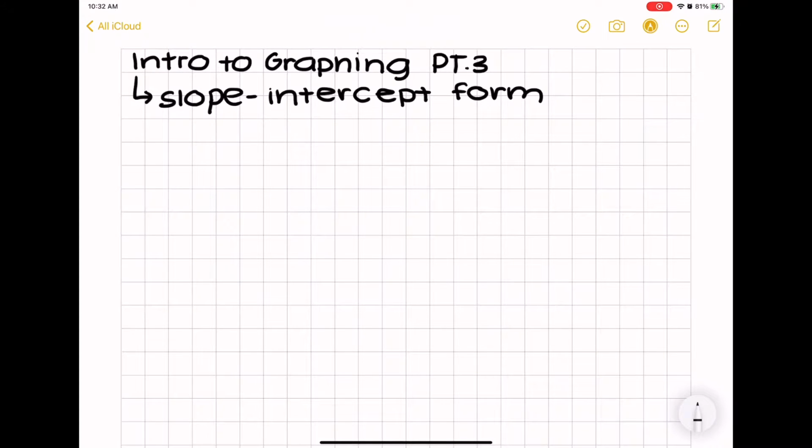In today's video, I'll be doing an Intro to Graphing Part 3. This part mainly focuses on slope-intercept form and how we use slope-intercept form to graph points on a line. Make sure you watch parts 1 and 2 before watching this one, just so that it makes more sense.